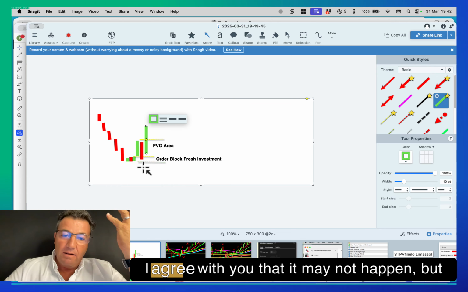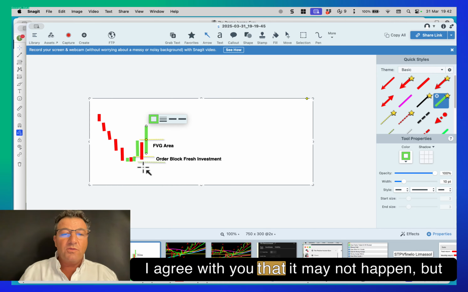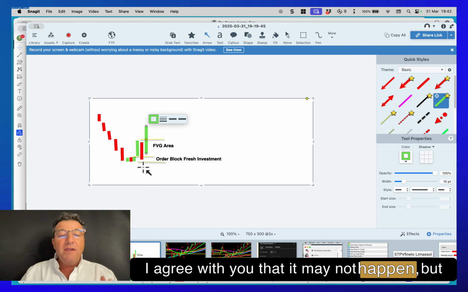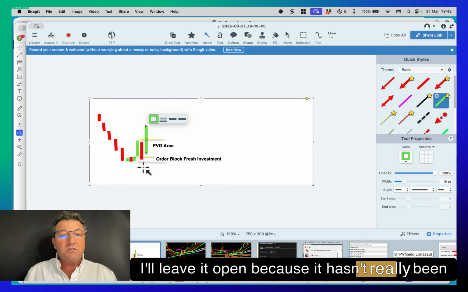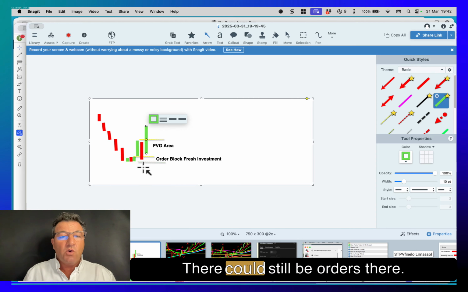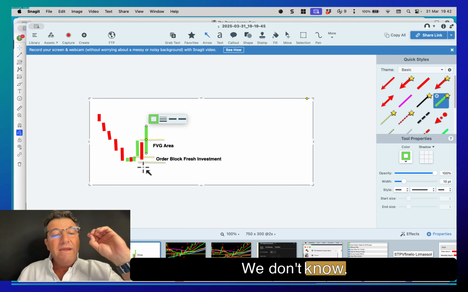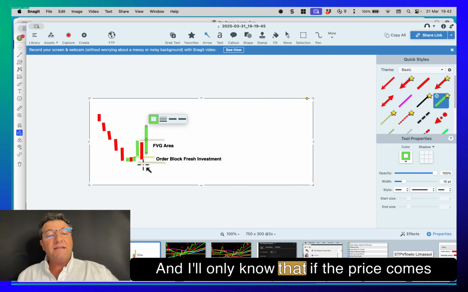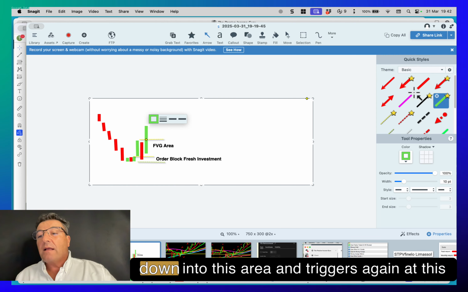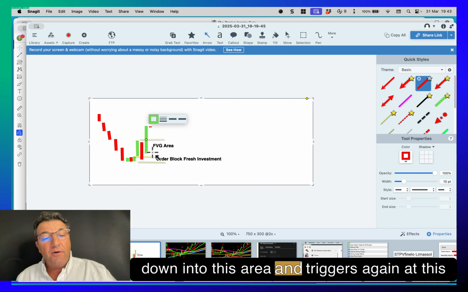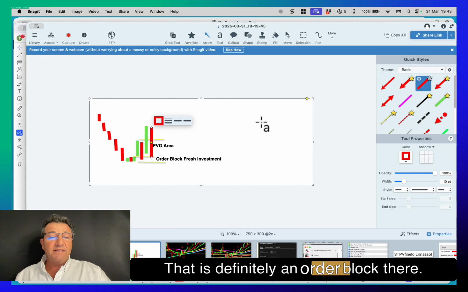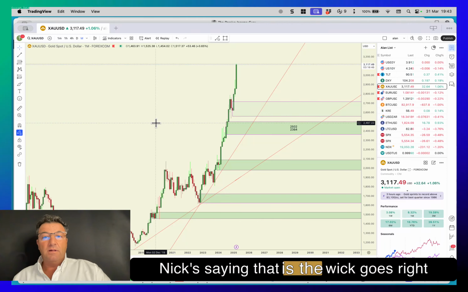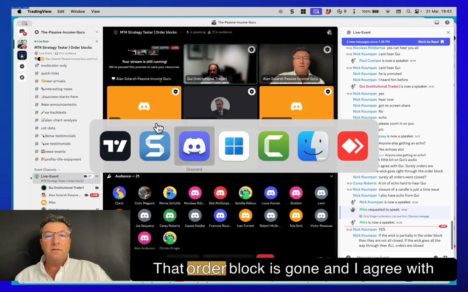But yeah, okay, I agree with you that it may not happen, but I leave it open because it hasn't really been closed. There could still be orders there we don't know about, and I'll only know that if the price comes down into this area and triggers again at this area, then I know for sure. Yeah. Okay, that is definitely an order block there.